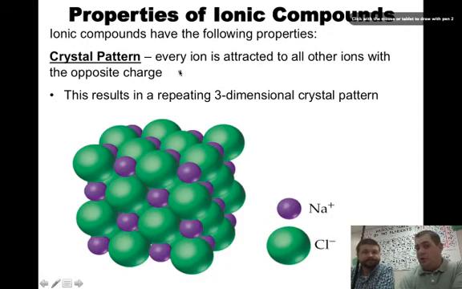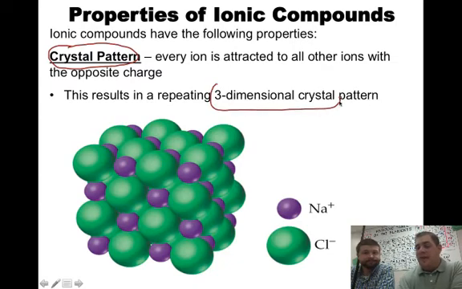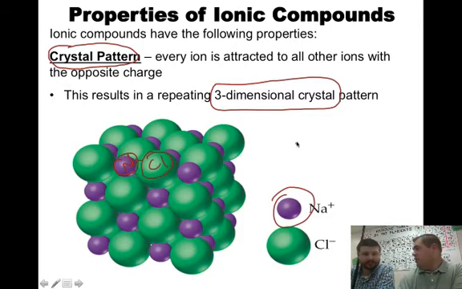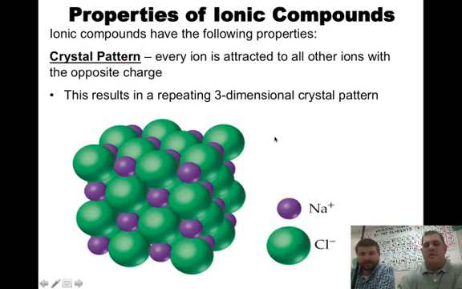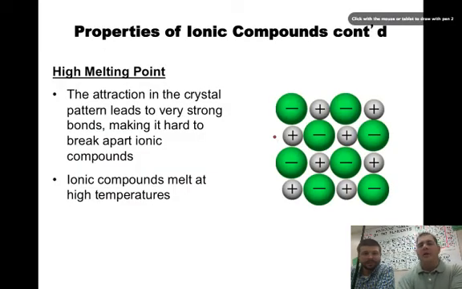Number one, they exist in a crystalline type pattern. Every ion is attracted to these other charges. We said the opposite charges, but because of that, it results in this 3D type pattern. And this is an example down here of NaCl, which was the ionic bond Coach Forster just walked us through. So you have these purple sodiums. You see the crystalline, the repeating type pattern. It is a characteristic of an ionic compound: everything's hooked together in a crystal pattern.